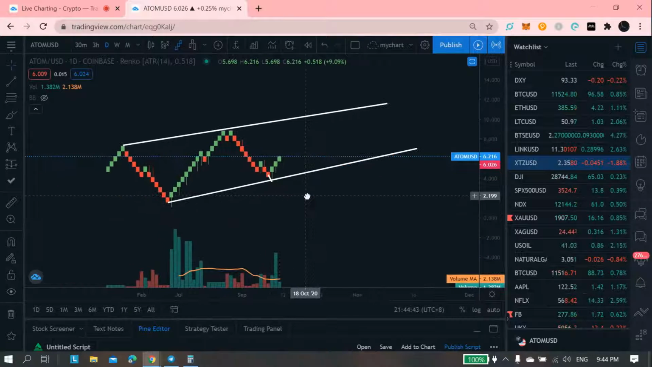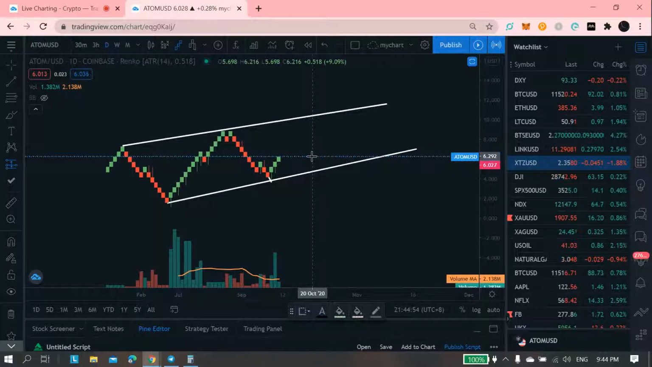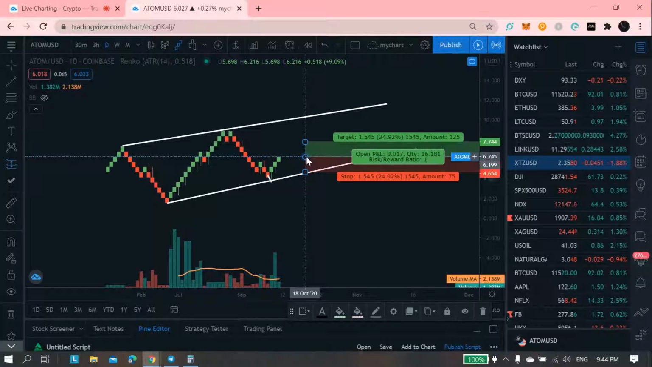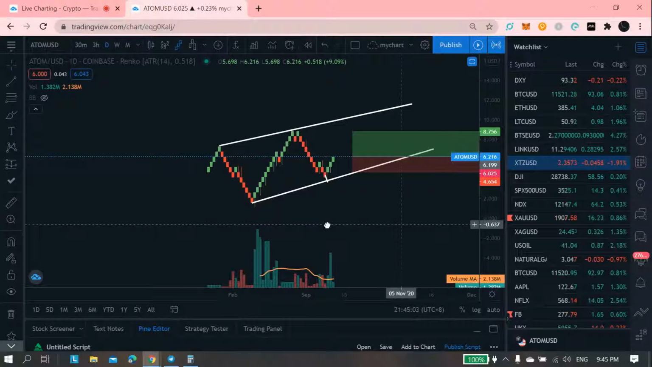So my position here is of course long. Of course, it depends on the price that you entered with. It varies because, for me, I entered at a lower price than the current market price right now.